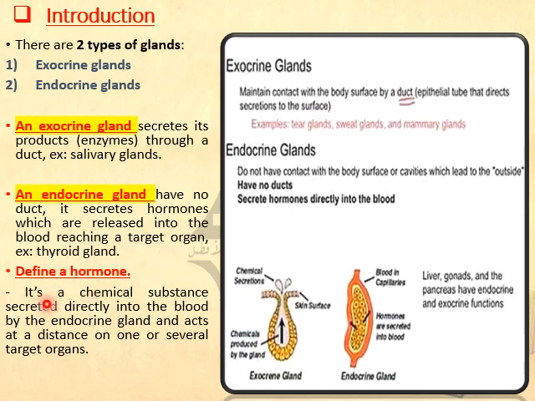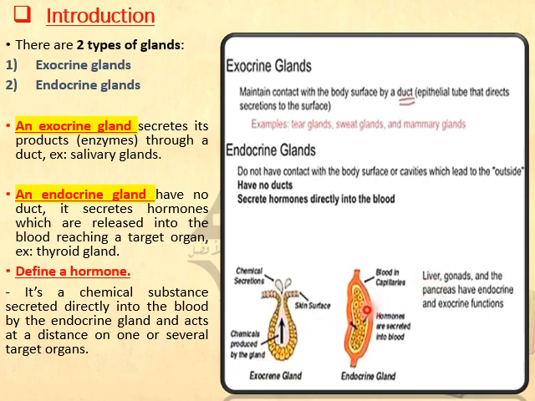What is a hormone? A hormone is a chemical substance secreted directly into the blood. So the hormones act at the level of the blood. They are secreted by the endocrine glands, and they act at a distance on one or several target organs. So one hormone may act on many target organs, not only on one organ. They are chemical substances that perform their functions through blood.